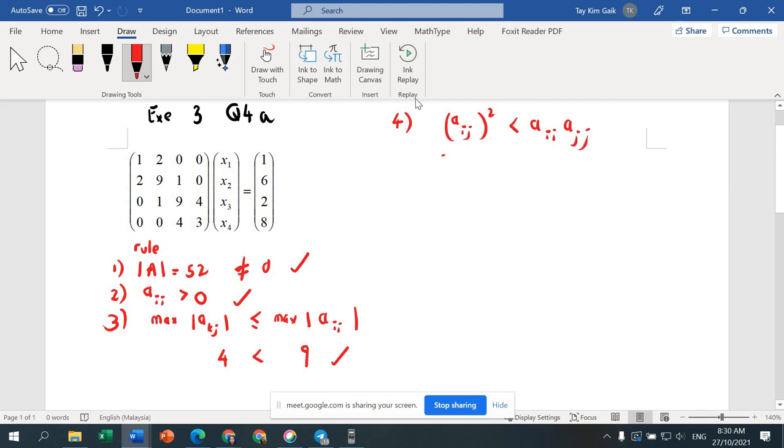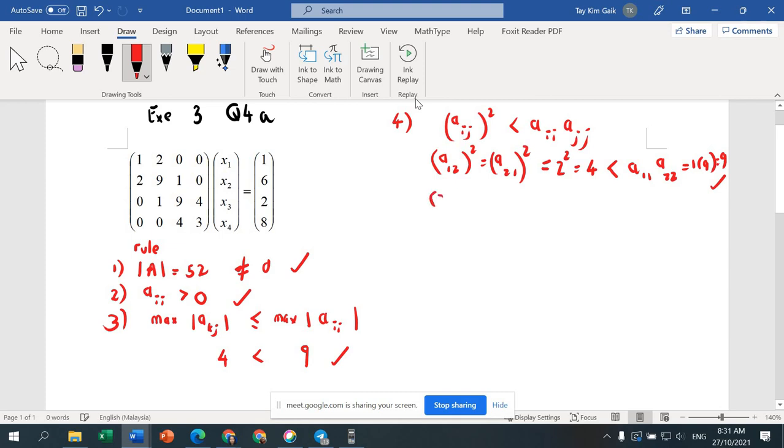So you have A12, since they are symmetric, A12 squared equals A21 squared, which is 2 squared equal to 4. You check, is it true? Less than A11 times A22, which is 1 multiply 9 equal to 9. 4 is less than 9, so it is true.